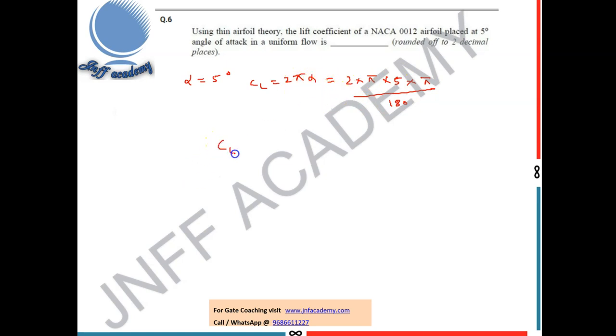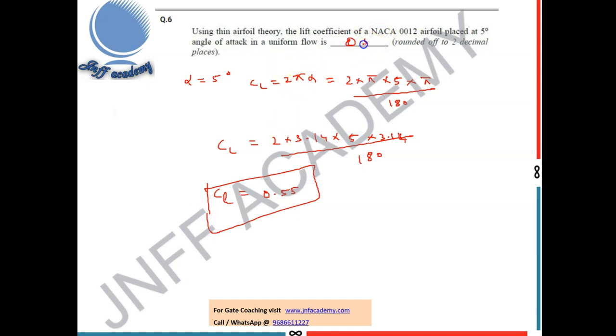So CL is equal to 2 into 3.14 into 5 into again 3.14 divided by 180. So CL, if you multiply this, CL will come out to be, if you round off to 2 decimal points, 0.55 is the answer. This is a very straightforward question. Only thing, you have to take care of this conversion from degree to radians. That's it.